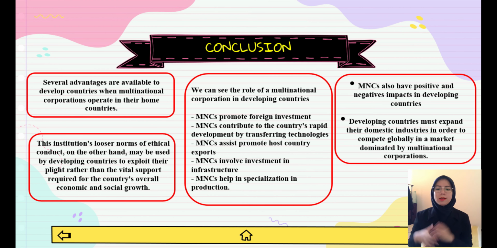Several advantages are available to developed countries when multinational corporations operate in their home countries. The institutional looser norms of ethical conduct, on the other hand, may be used by developing countries to exploit their plight rather than provide the vital support required for the country's overall economic and social growth.